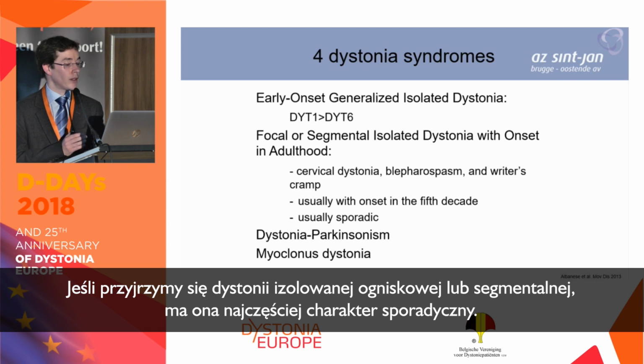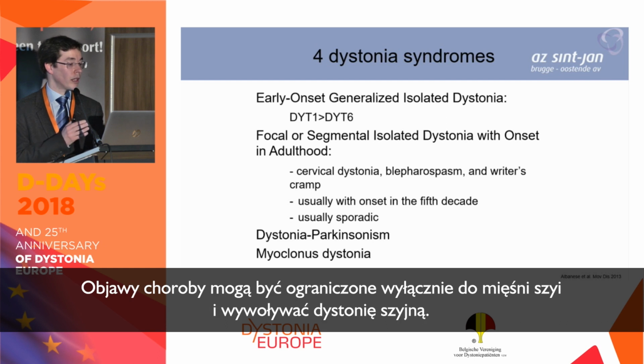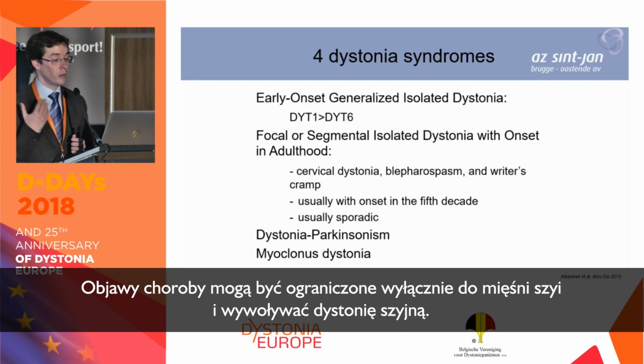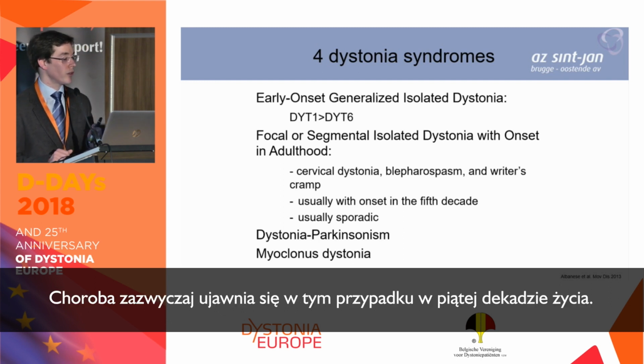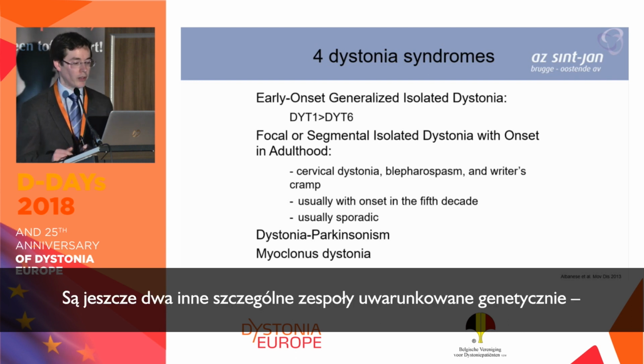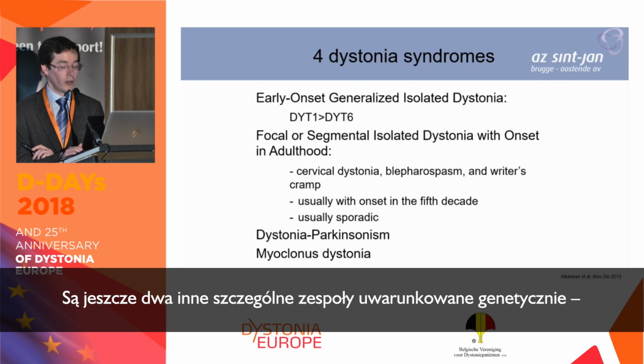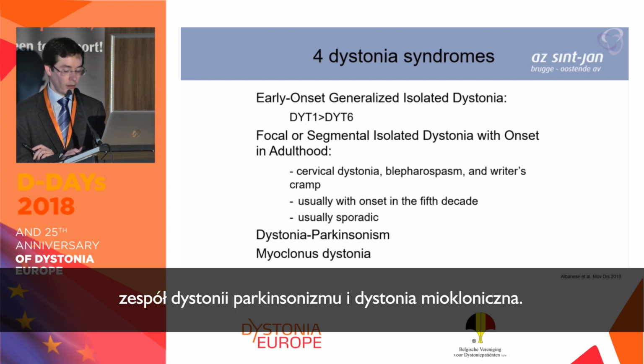If you look at adult onset focal or segmental isolated dystonias, then these are usually sporadic. And these are the dystonias that are only occurring in the cervical muscles and give rise to cervical dystonia. They can give rise to blepharospasm or a writer's cramp, and they typically have an onset in the 5th decade of life. And there are 2 other specific syndromes with a genetic cause, and these are dystonia Parkinsonism and myoclonus dystonia.